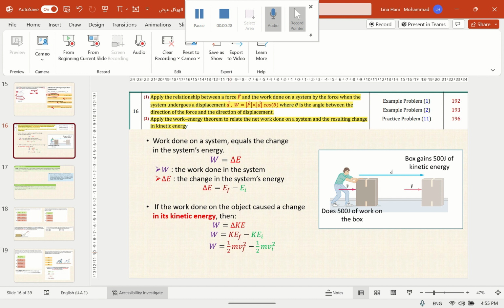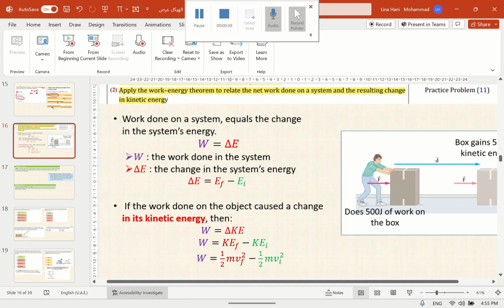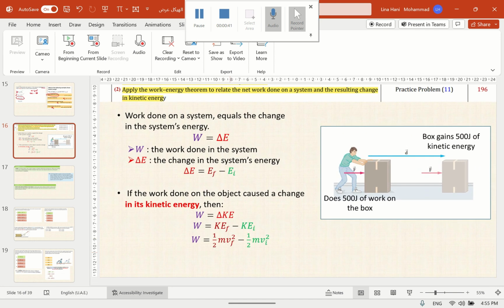Number 2. Apply the work-energy theorem to relate the net work done on a system and the resulting change in kinetic energy. Now for 2, we need to mention this part from the study. We have something called the work-energy theorem, and it states that the work done on a system equals the change in the system's energy. For example, if this person does 500 joules of work on the box, it will gain 500 joules of kinetic energy. So the work done by the person or by the force equals the gain of the kinetic energy of the box.